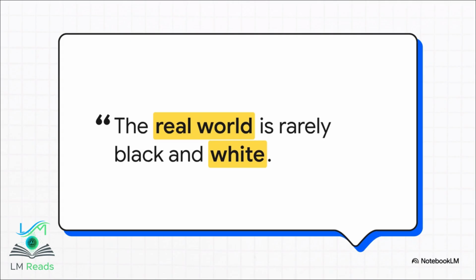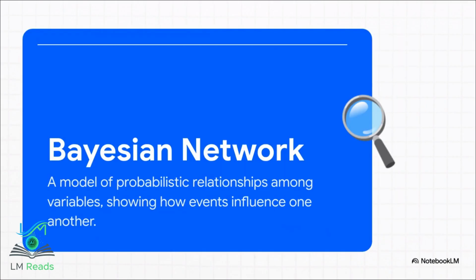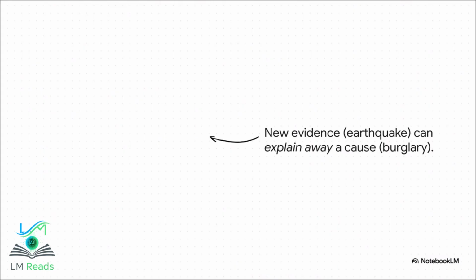So a truly rational agent can't rely on being 100% certain. It has to think in terms of probabilities. And the tool for that job is called a Bayesian network. This is a really powerful way to map out cause and effect in a fuzzy, uncertain world. It lets an agent intelligently update what it believes as new evidence rolls in. Let me walk you through a classic example to show you how this works.